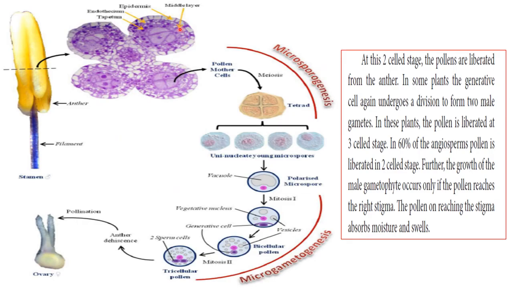A mature anther has 4 wall layers: epidermis, endothecium, middle layers and tapetum. Inside, the sporogenous mother cell undergoes divisions. It will be diploid in nature and it will give rise to 4 haploid microspores. Here you are able to see the tetrad: 1, 2, 3, 4, four haploid microspores. Each will be haploid in condition, whereas the pollen mother cell is diploid in condition.